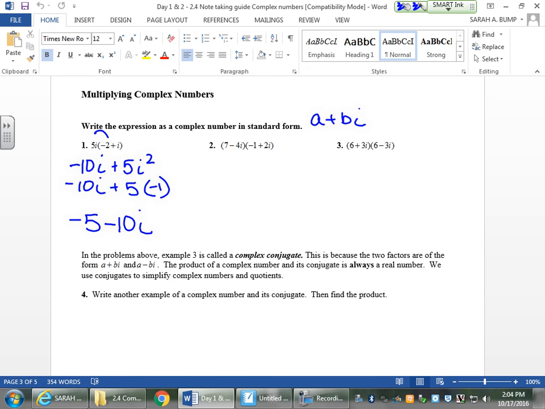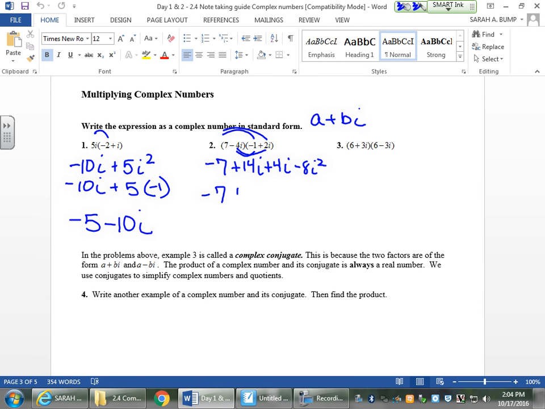Second one, we're going to distribute all the way out. So 7 times negative 1 is negative 7. 7 times 2i is positive 14i. And we're going to get positive 4i. And negative 8i squared. We can combine the like terms and replace i squared with negative 1.